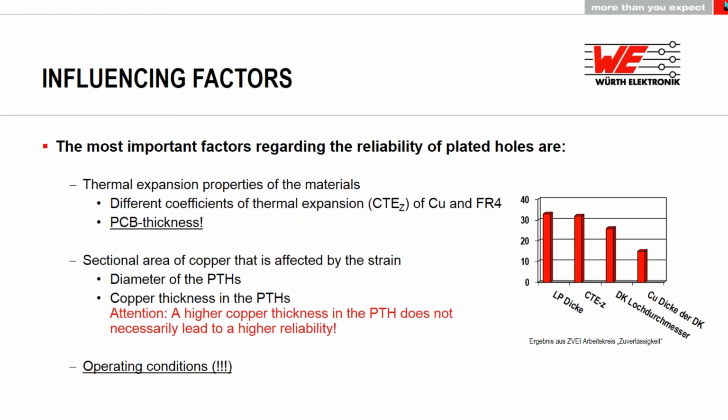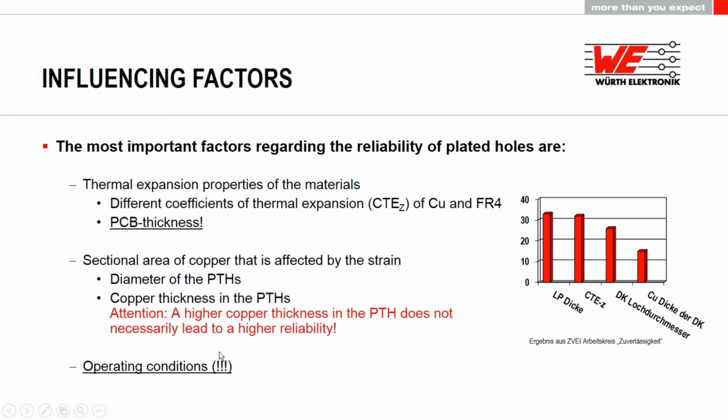And this section area is defined by the diameter of the through holes and the copper thickness in the through holes. But please pay attention, a higher copper thickness does not necessarily lead to a higher reliability. Why this is so, I will tell you on the next page. But before, I will come to the most important parameter, the operating conditions.